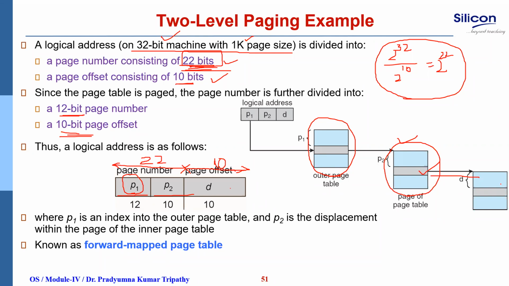Is that understood? Two-level paging is just dividing the page again. My page table may be very large. In that case, I have to divide it into multiple parts. Is that understood? Any doubt over here? Any doubt in this two-level paging? No, sir.